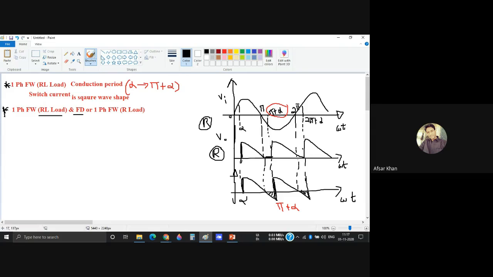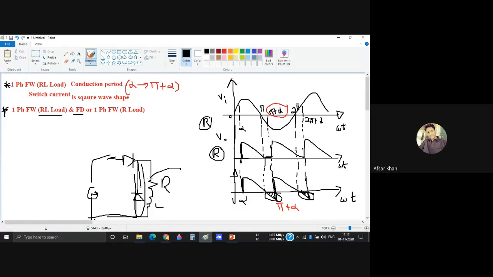So whenever we are using RL load, we are using a freewheeling diode. Now, what is the use of the freewheeling diode? You can tell me. It will not give you this negative voltage. Through this negative half cycle, your freewheeling diode will start conducting just like this. If you have this thyristor, and this is your RL load, here in reverse direction we have used a freewheeling diode. During the negative cycle, it will start conducting and the current will freewheel through this diode. It will not go through this load.